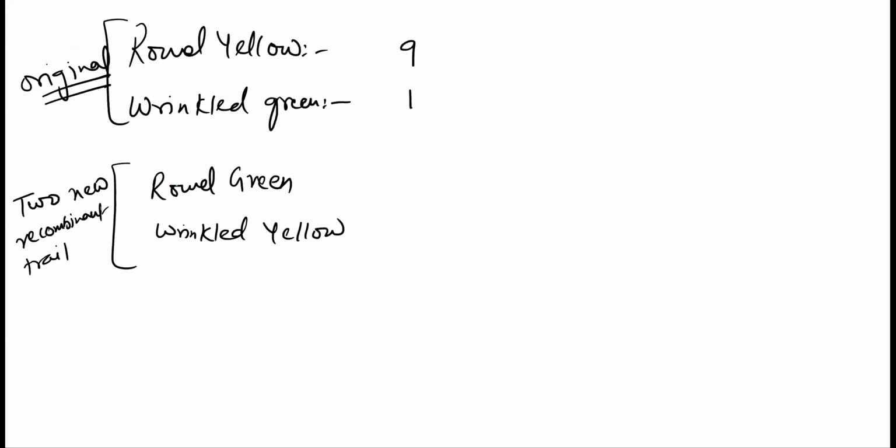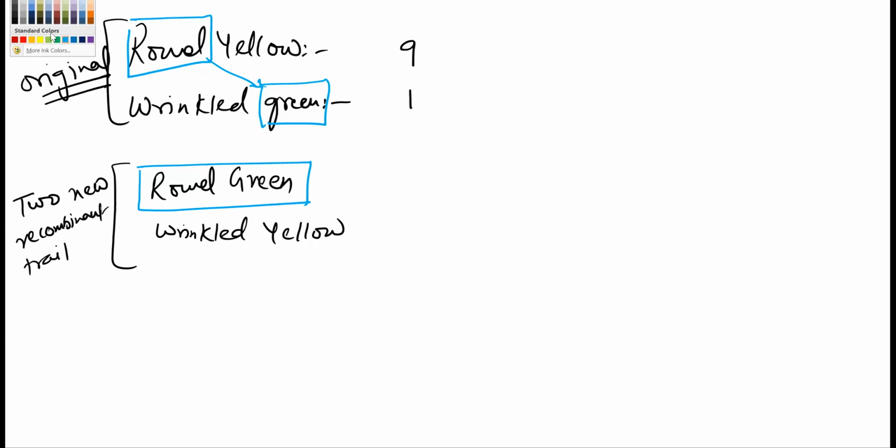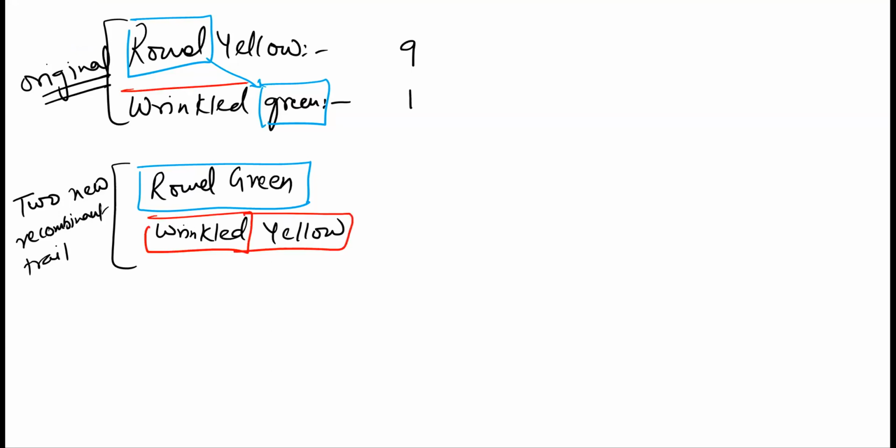If I talk about this round green, this is round and this is green. They both join together, and similarly wrinkled yellow. This wrinkled is moving with this one. So these two join together, they mix together. How is it possible? What conclusion does the dihybrid cross give us? That for every trait there is a separate gene, that there is a separate gene for round and yellow both.